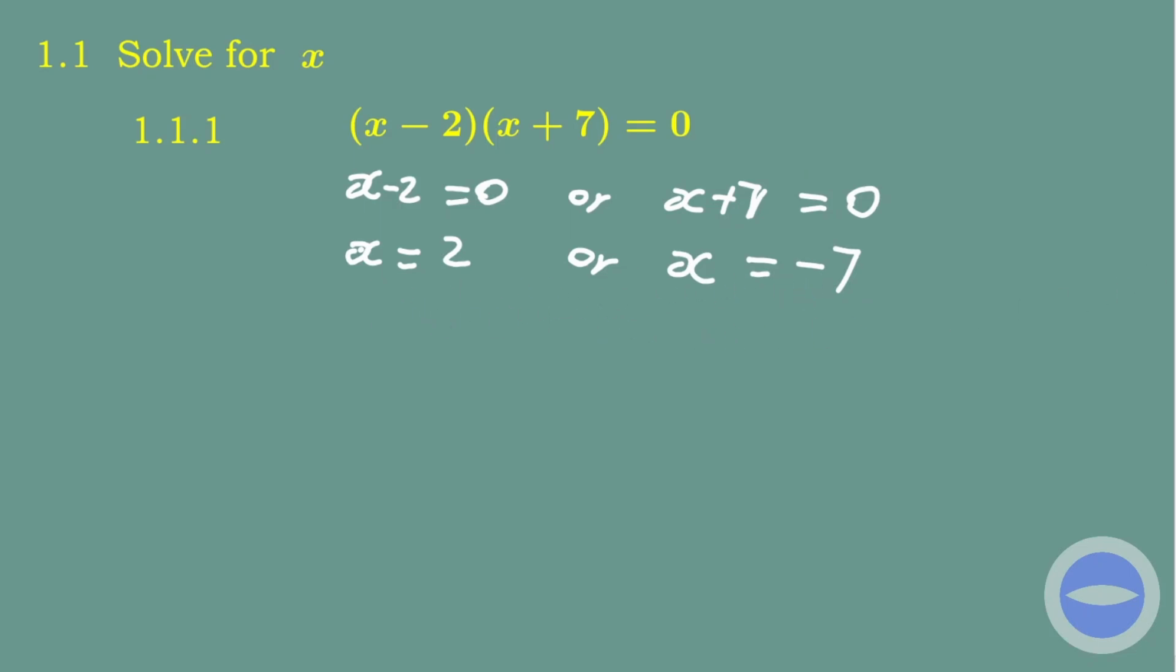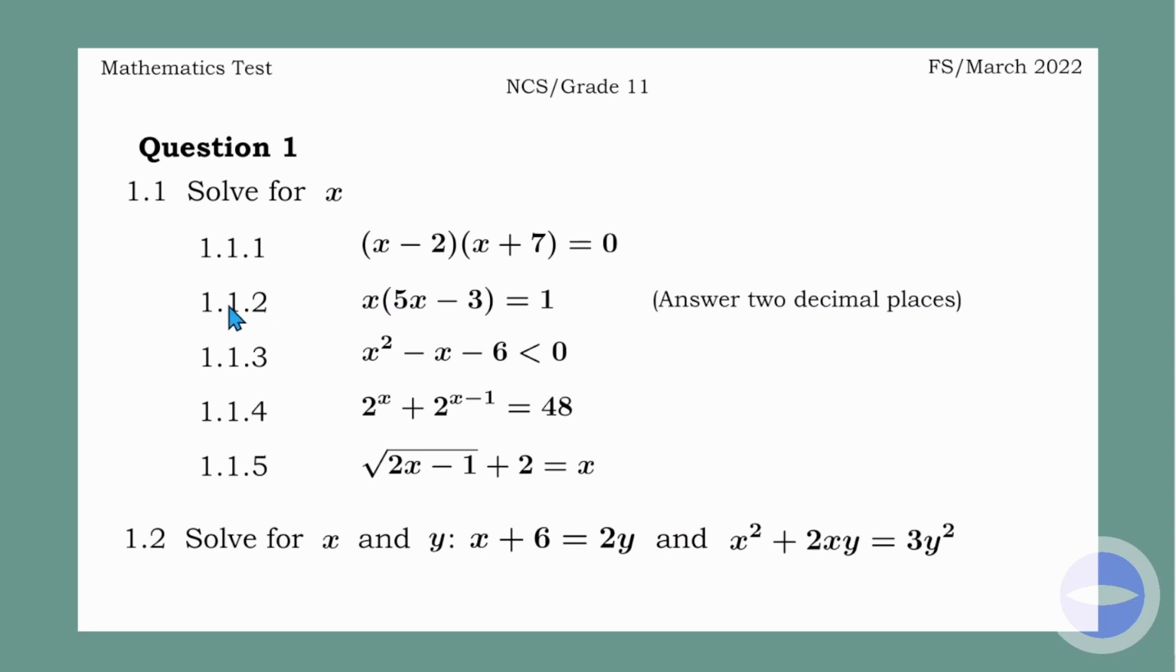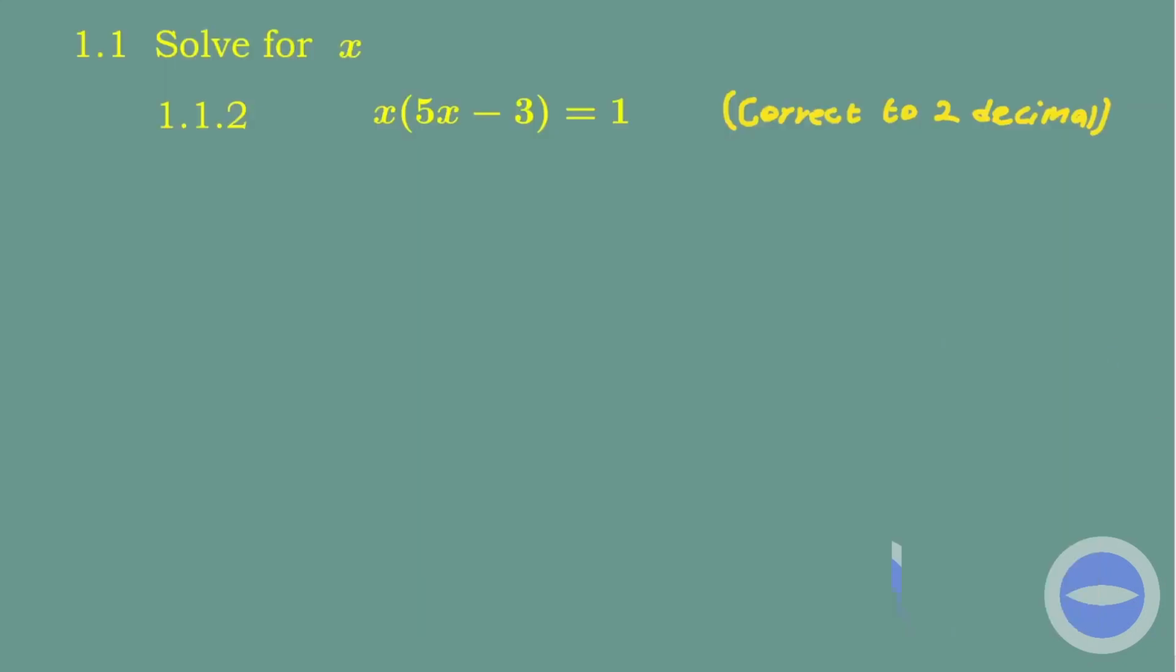Then moving forward, 1.1.2, it says x(5x minus 3) equals 1. Write your answer to 2 decimal places. So most of the time, if you find a question that says when you solve for x, your answer must be in 2 decimal places, know that you will use the quadratic formula. So here are the slides for 1.1.2.